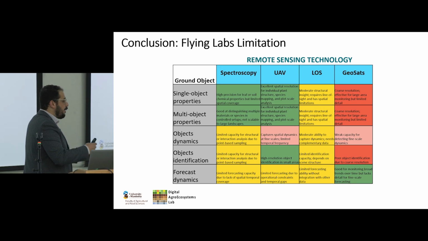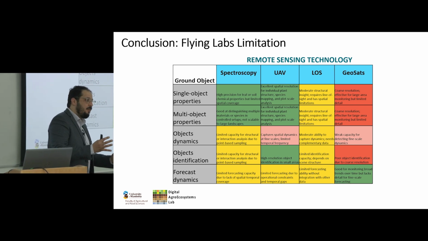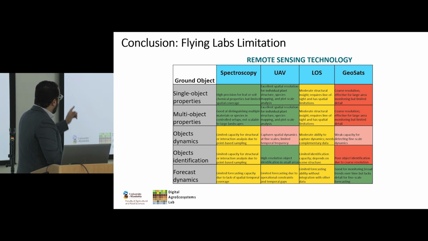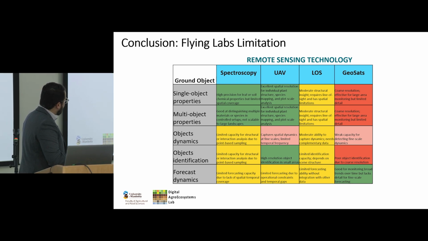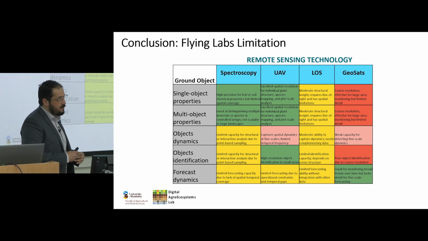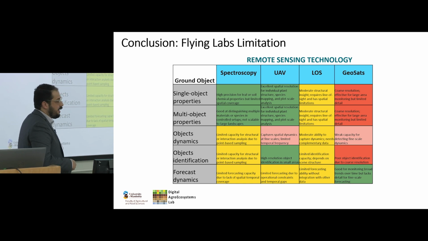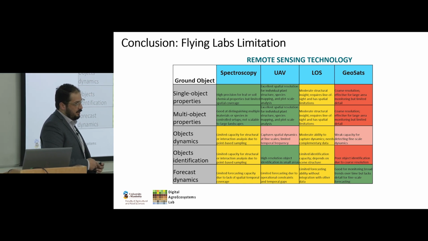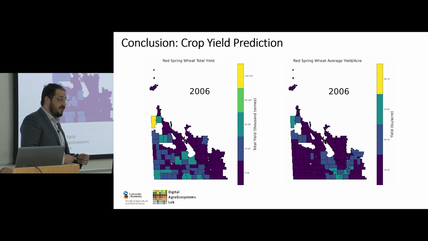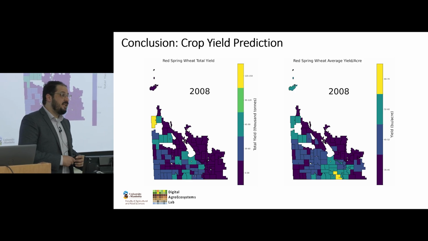Multi-object properties: am I going to be able to catch multiple trees and do the biomass prediction for those, or will it be limited? And what are the limitations? Object dynamics, and so on. I don't want to go over each one of those, but the Digital Agroecosystems Lab is actually looking at those yellow things, the more challenging ones, to see how we can improve these kinds of tools to get more about our ecosystem.